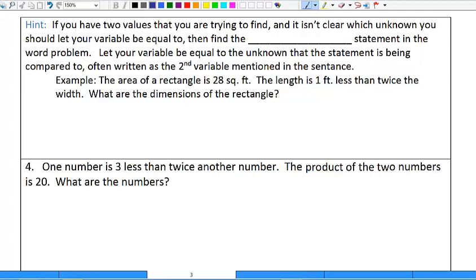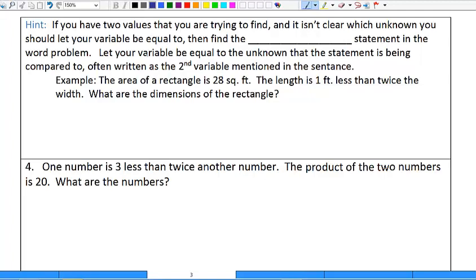Okay, so we're going to do a couple more word problems, but before we do, I just want to give you a hint. The last three were all consecutive even or consecutive odd integers, so it was really clear what the variables should be because we've already talked about that.